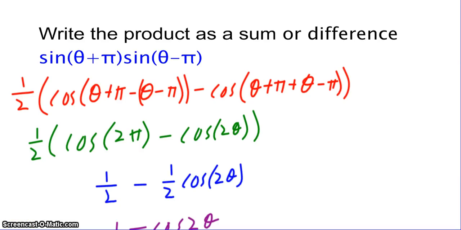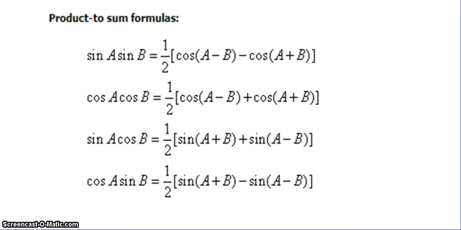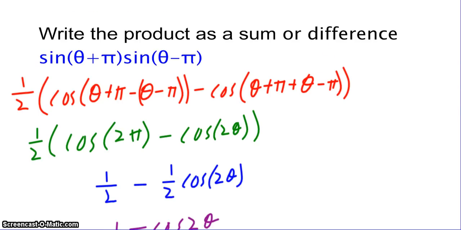Alright, so first I'm using the product formula for sine of A times sine of B equals 1/2 cosine of A minus B minus cosine of A plus B. So that is this identity right here. This is what I used. And so I just plug this in. So A in this case is theta plus pi, B is theta minus pi. So I plug it into the formula.